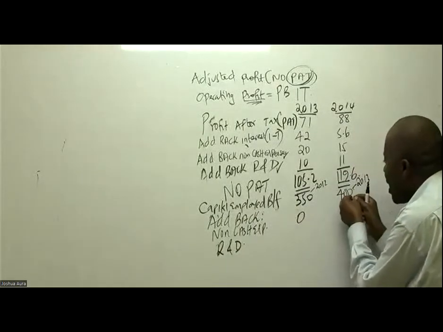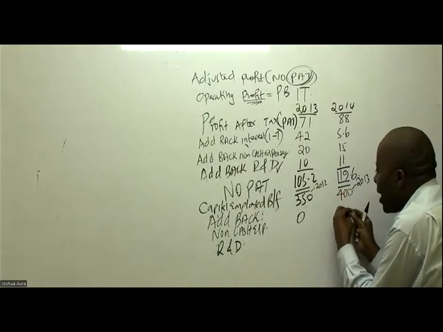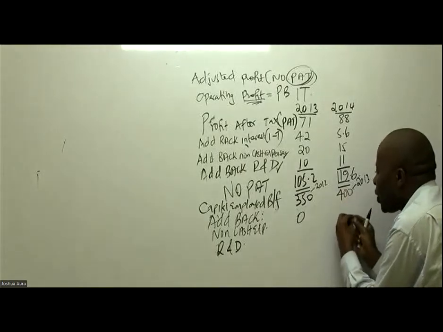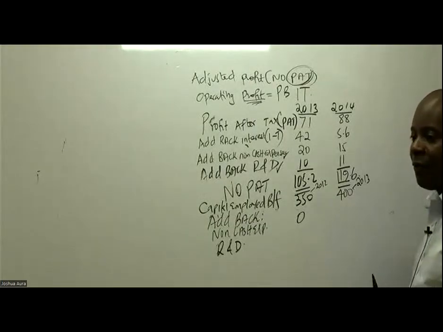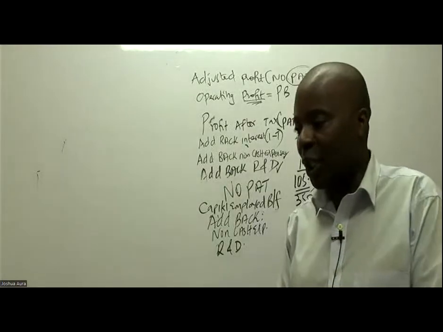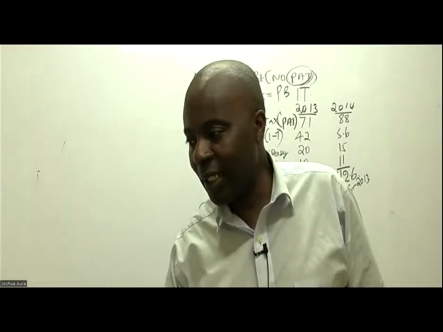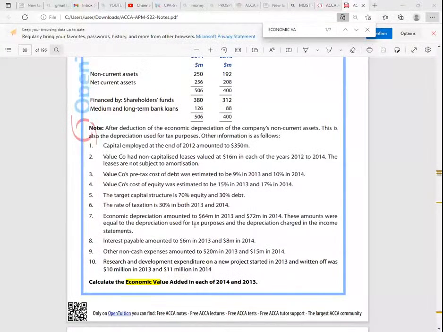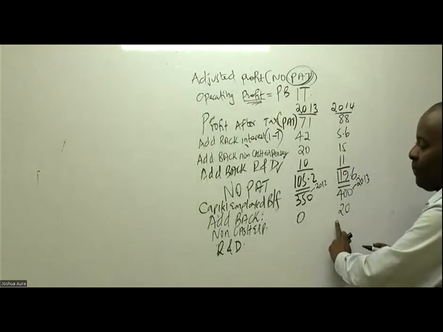But when I come here, this figure that I've arrived at, which was computed in 2013, I happen to have the non-cash expenditure of 2013. Is there anybody who can see that non-cash expenditure of 2013? It is 20. This is what was deducted when this 400 figure was being arrived at. So here I should come and add 20.